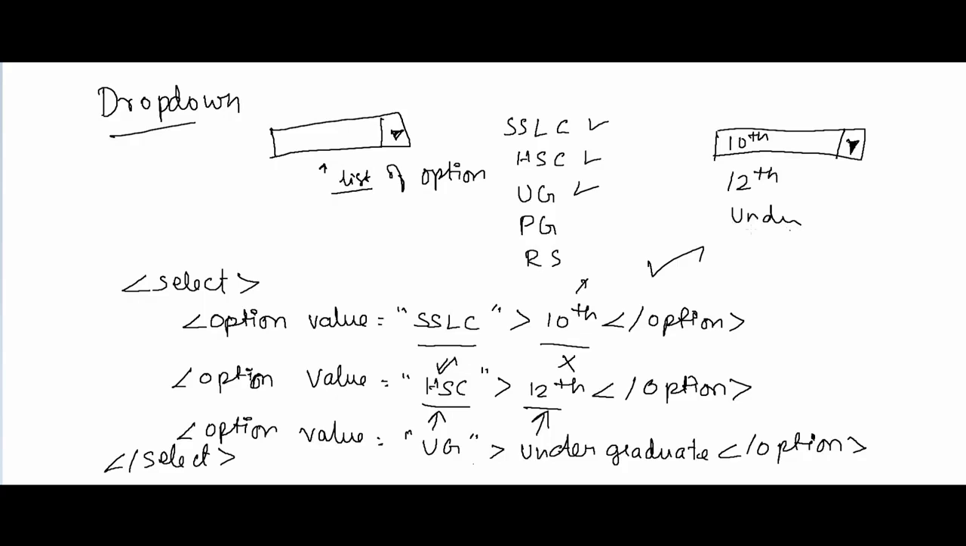Okay, if I want to have this undergraduate as the selected item, I want to give here a space and selected. If I give selected, it will be executed like this, right? Here undergraduate will be the first option. When I click this, you can find 10th, 12th and undergraduate. Okay, this was drop down, right?